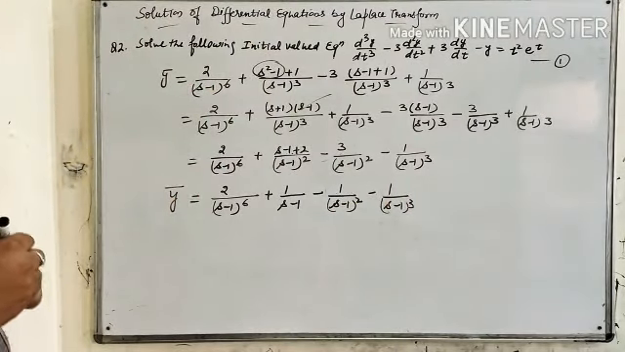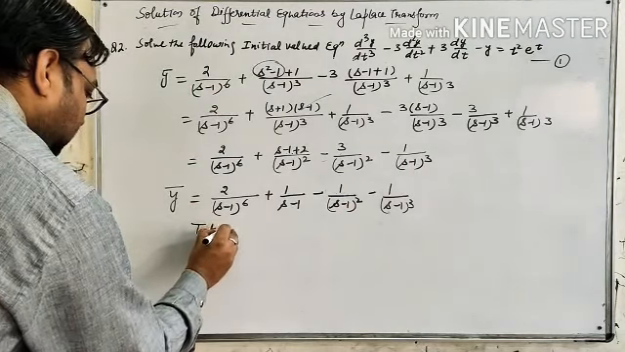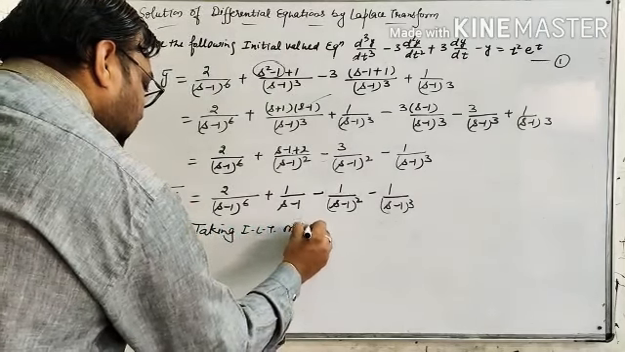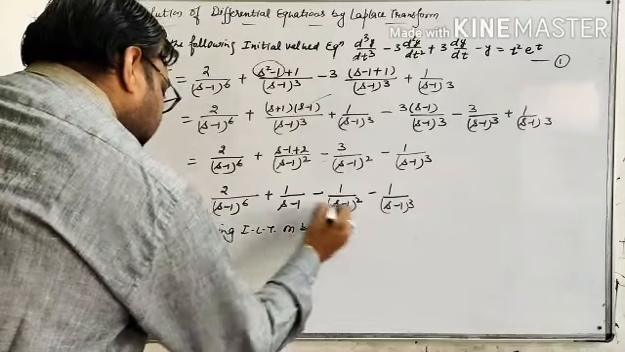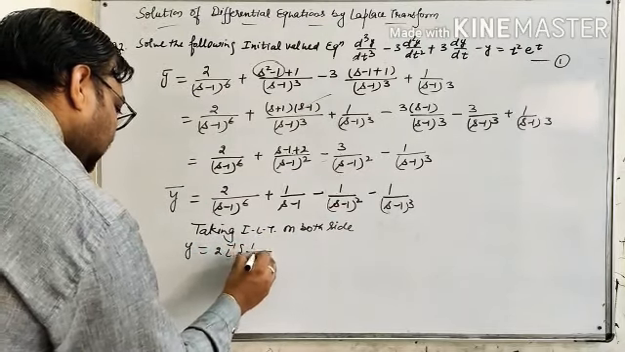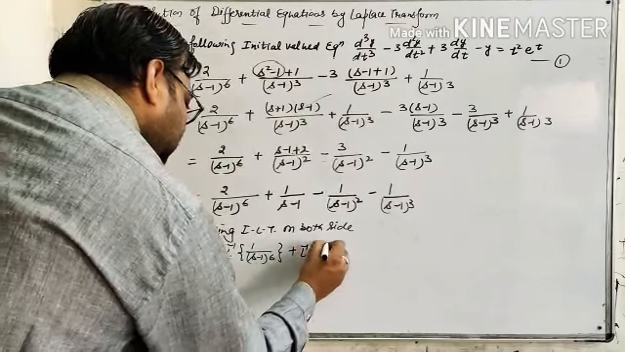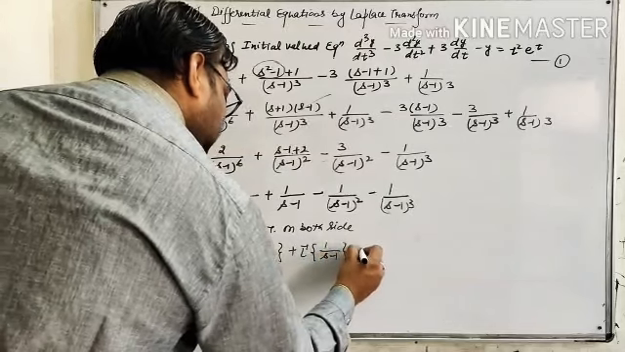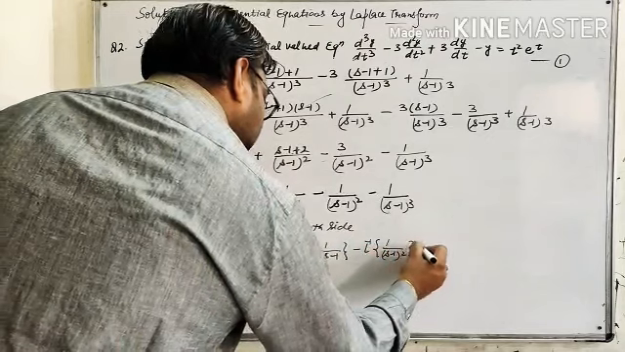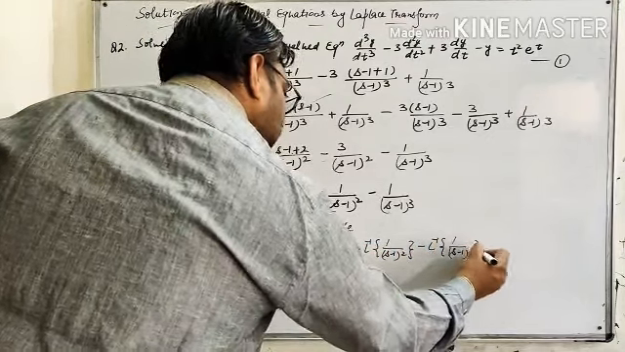But we have to find the value of y. So for this, taking ILT on both sides. So this is y equals twice inverse Laplace of 1 upon s minus 1 power 6 plus inverse Laplace of 1 upon s minus 1 minus inverse Laplace of 1 upon s minus 1 square minus inverse Laplace of 1 upon s minus 1 cube.